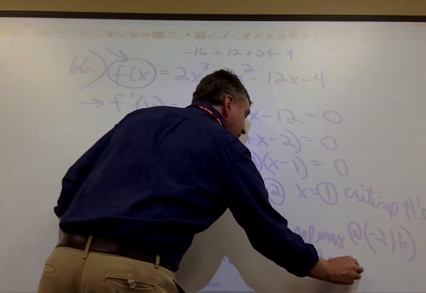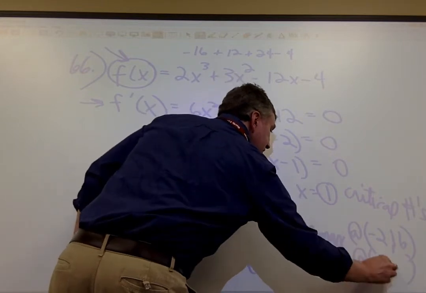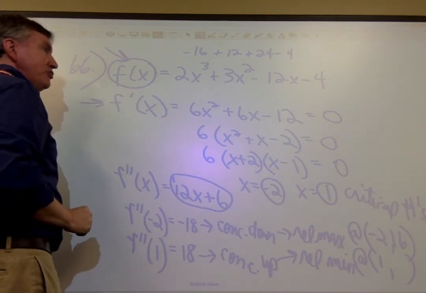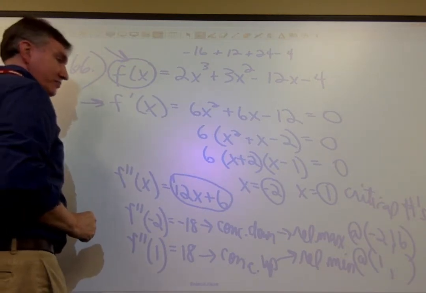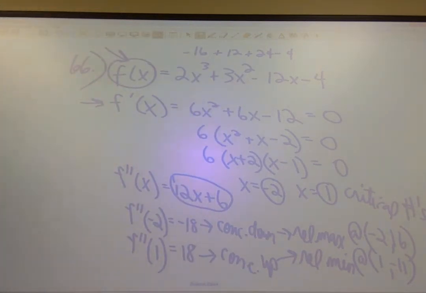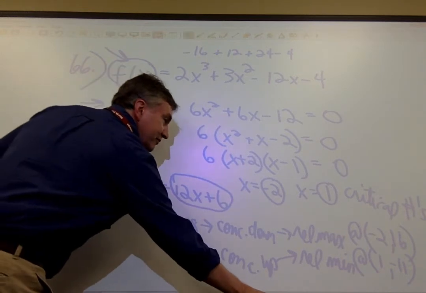I was jumping the gun on the original function. Now put 1 in here, and you said that was negative 11, correct? You buy that? You think those are my relative maximum and minimum?